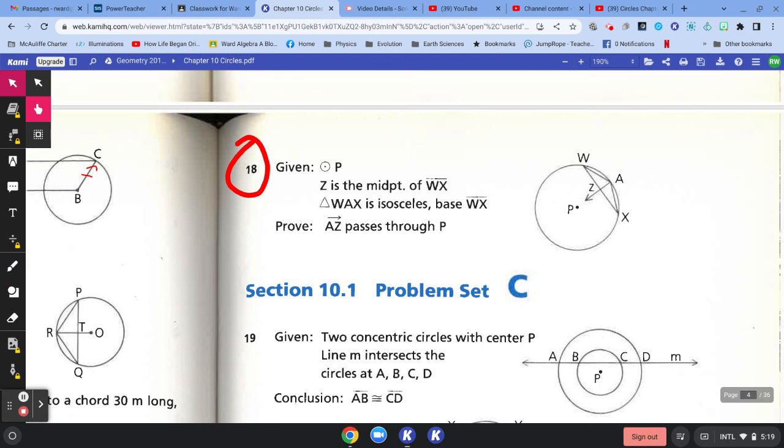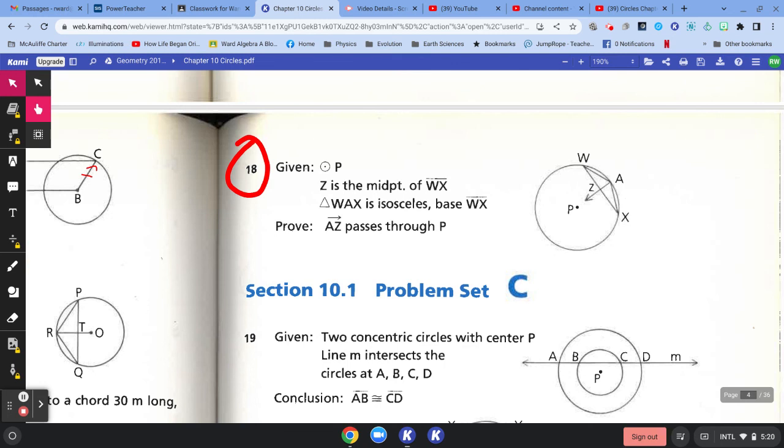Okay, now I'm going to look at the last one I assigned so far from chapter 10.1. This is 18. Given circle P, so that is the center of the circle, Z is the midpoint of WX, and WAX is isosceles with the base of WX. And we want to prove that AZ passes through P. Okay, so let's consider what we know. Remind yourself what theorems from way back in chapter 4 about perpendicular bisectors might apply here, because that's going to help you. And think about what it means for ZA that Z is the midpoint and WAX is an isosceles triangle.